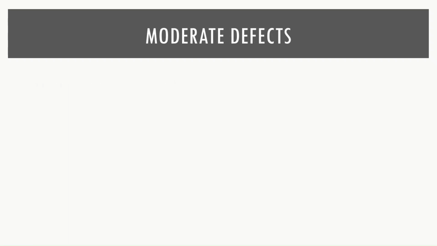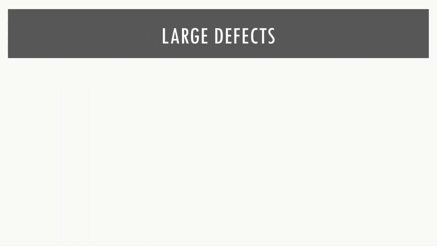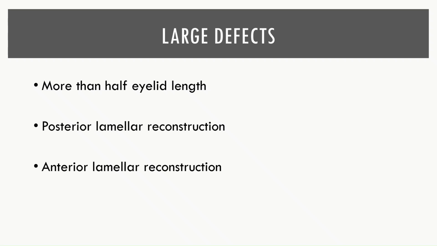Moderate-sized defects involving up to half of the eyelid often require local flaps. The tensile semicircular flap is commonly used for lateral eyelid defects to achieve good functional and cosmetic results. Large eyelid defects require reconstruction of both posterior and anterior lamellae. This often involves multi-stage procedures using flaps and grafts to restore eyelid structure and function.